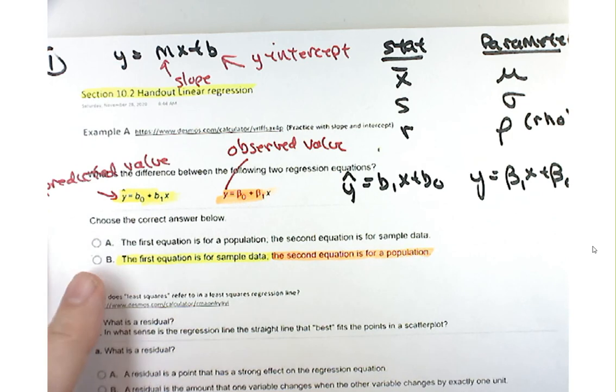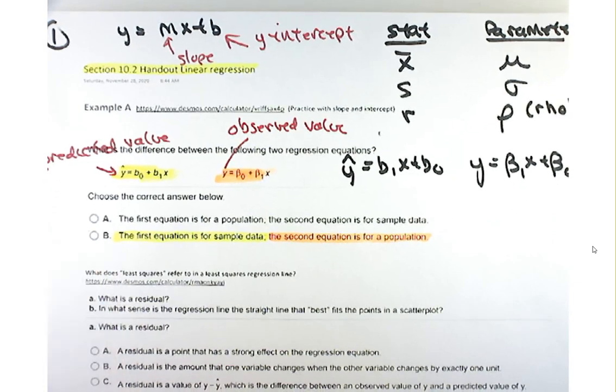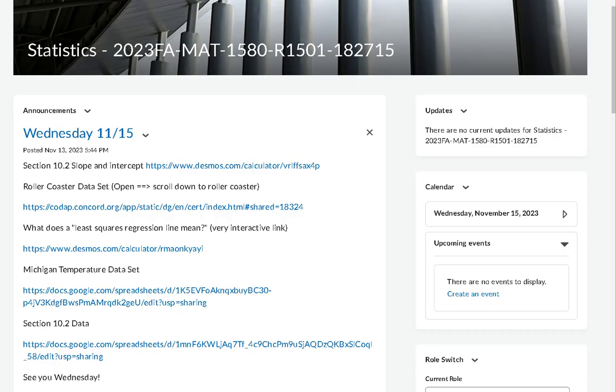Let's open up another link here. And I really do want you to open up this link. From D2L, it's going to be the third link down here. What does a least squares regression line mean? This is a nice interactive link, and I want you to follow along because it's what I wish I would have had when I was a statistics student and learning about what a least square regression line actually means.